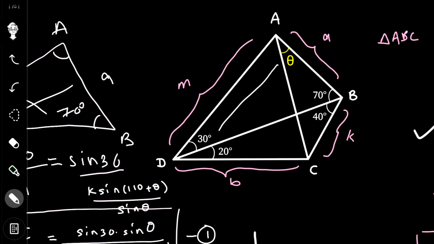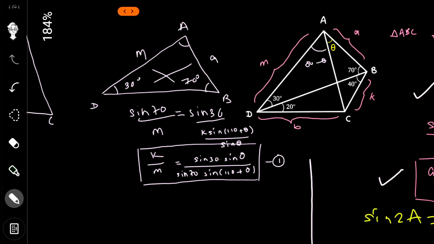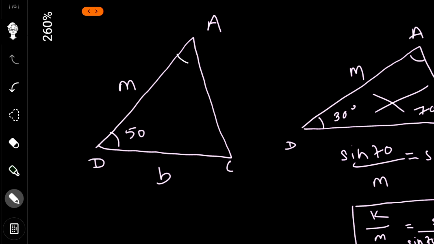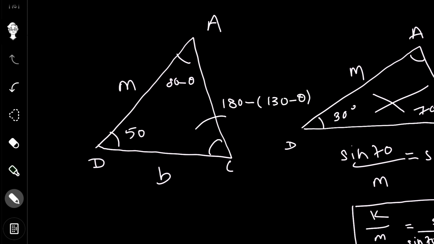In this diagram, take the triangle ADB. One of the angles is 30 degrees, one of the angles is 70 degrees. Therefore, by applying the angle sum property in this triangle, the value of this particular angle would be 80 degrees. Now out of 80 degrees, some part is already equal to theta. Therefore, the remaining part, that is the angle DAC, would be equal to 80 minus theta. Now in this triangle, by applying the angle sum property, the value of this particular angle would be equal to 180 degrees minus (80 minus theta plus 50), that is 130 degrees minus theta.